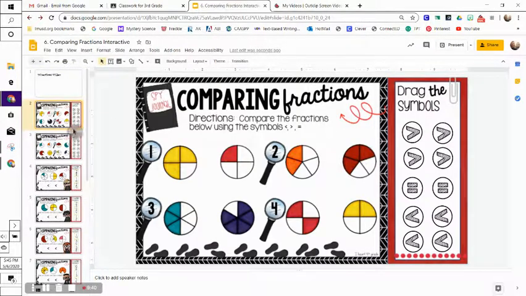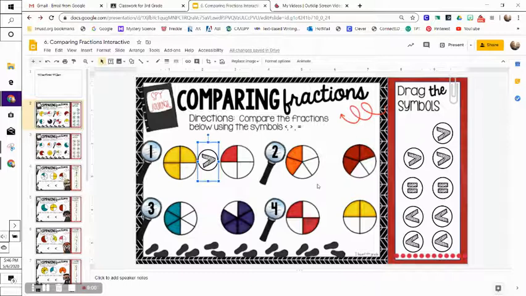So we're comparing fractions. On one slide, there are 4 questions. It says in the directions, compare the fractions below using the symbols less than, greater than, and equal to. When you're looking at number 1, you're going to compare this circle with this circle. I see 3/4 of this circle is shaded yellow, and this circle is 1/4 shaded yellow. So I'm going to use the greater than symbol. I'm going to drag it from the right hand side and bring it over here. So this would be read 3/4 is greater than 1/4.